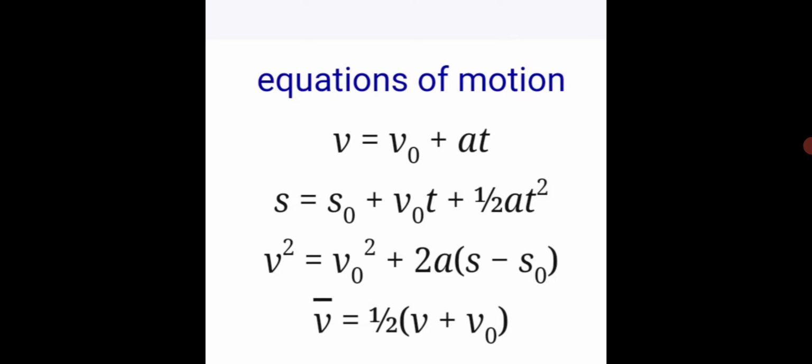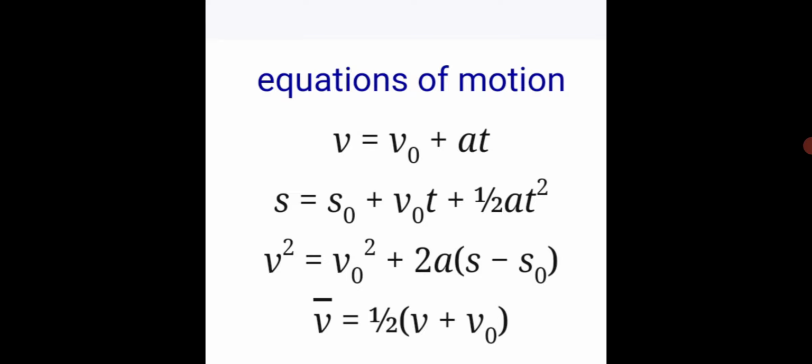Now, equations of motion. v is equal to v naught plus at. s is equal to s naught plus v naught t plus half at square. v square is equal to v naught square plus 2a into (s minus s naught).